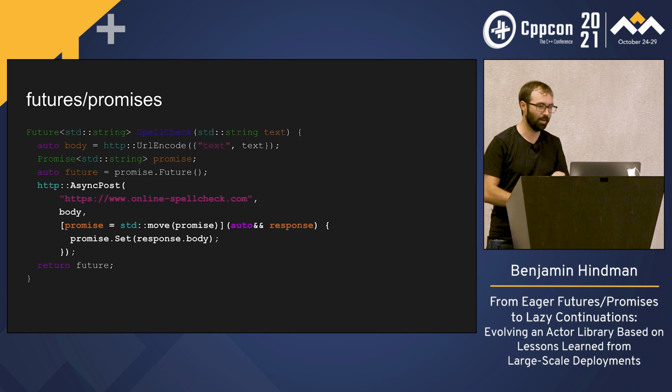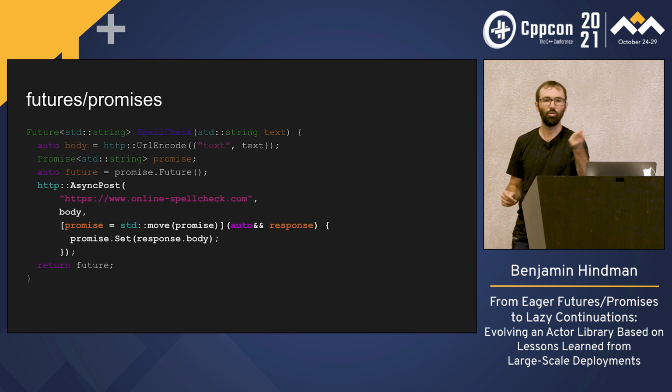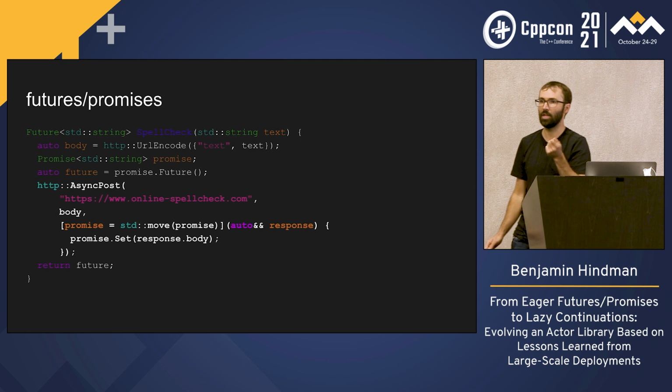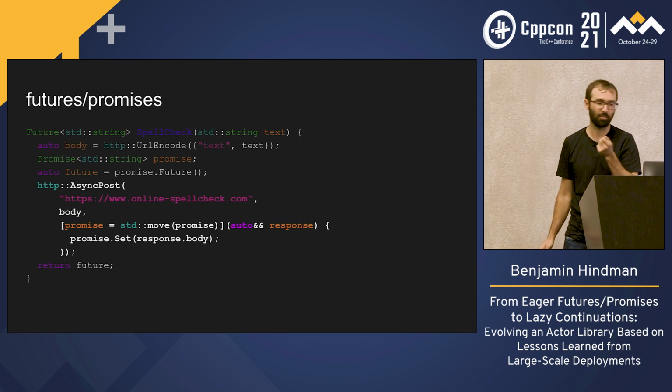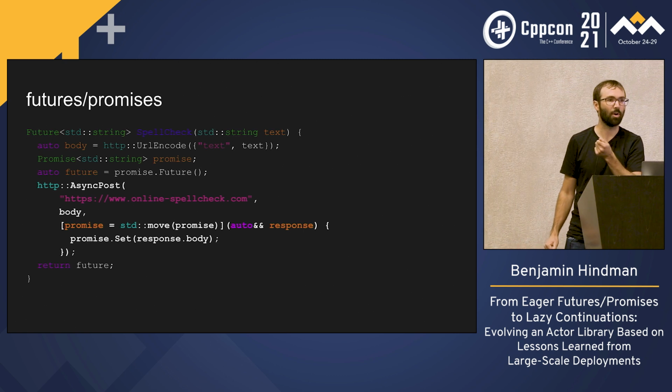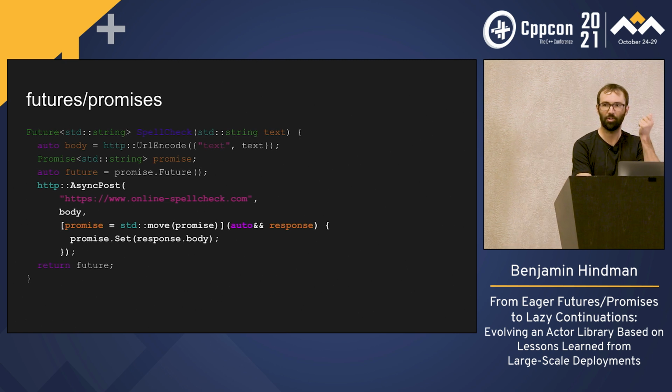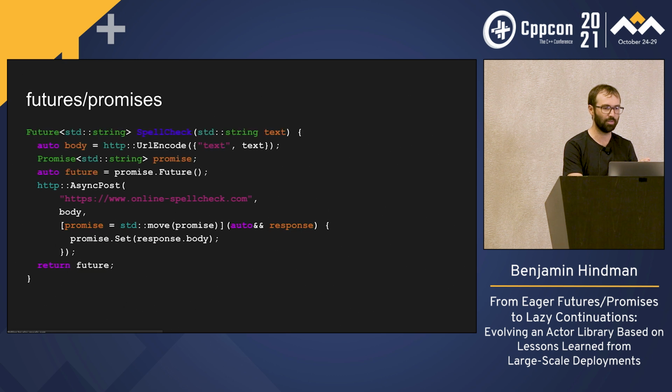That's the lambda down there. Where we're going to move the write end, the promise in, and ultimately when the asynchronous HTTP call has completed, we're going to set the promise. Okay? This is the pretty standard transformation into using futures and promises.